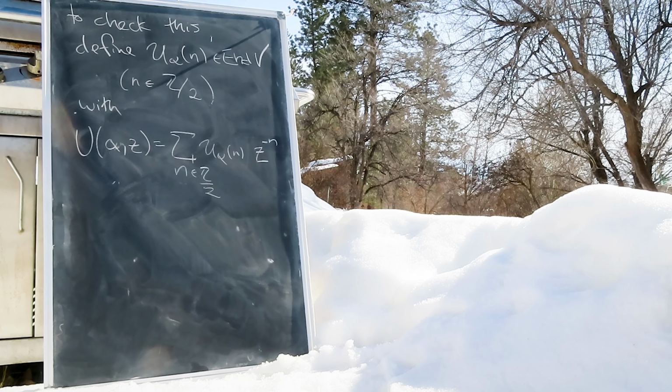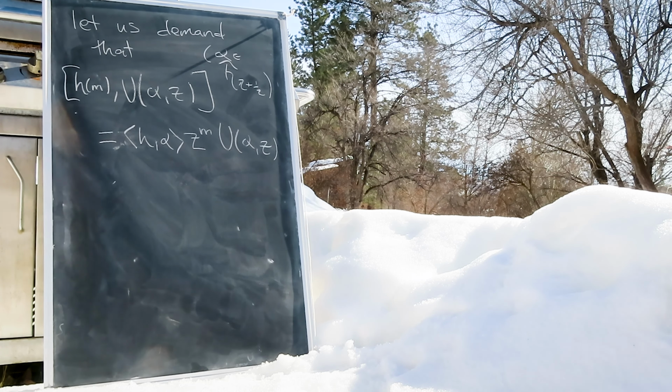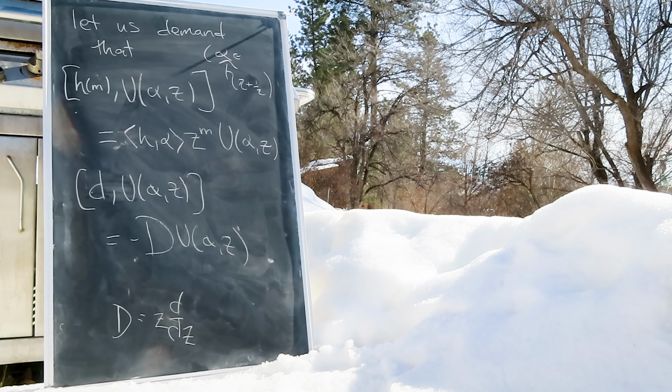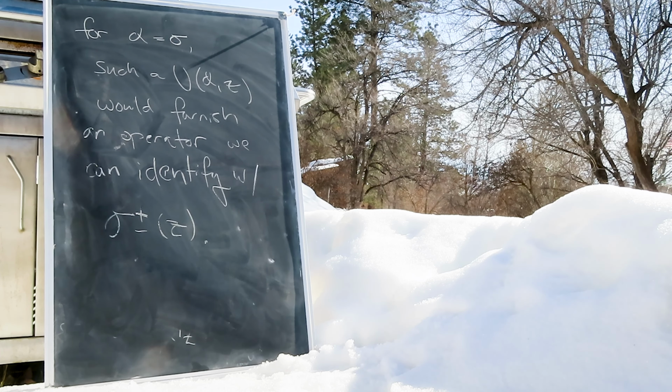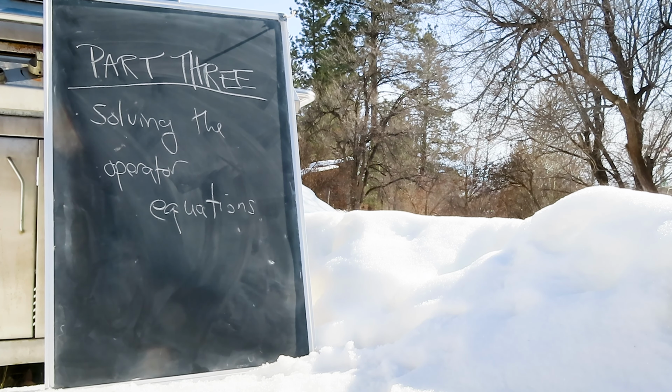We can then construct the formal series big U of alpha and Z as the formal sum in the usual way. We then demand an algebra behavior of big U, namely that it satisfy the commutation relations familiar from the roots of the affine Lie algebra, including the degree derivation condition. If such a big U exists with alpha equal to sigma, we could identify it with the endomorphism series sigma plus or minus of Z, and be well on our way to constructing our affine SL2 module. So let's solve those algebraic equations for big U.